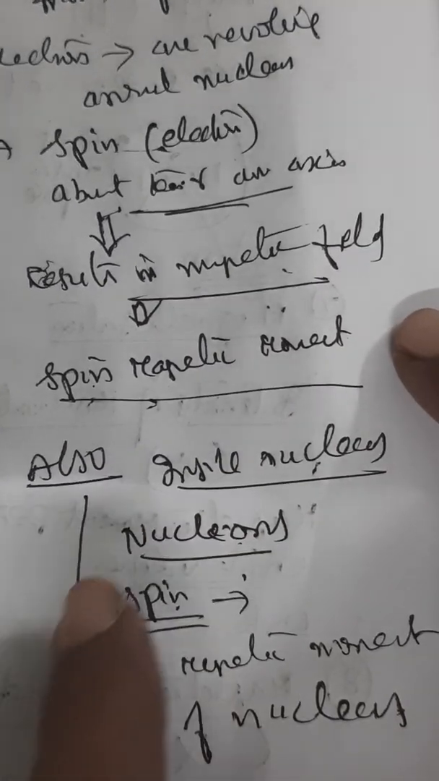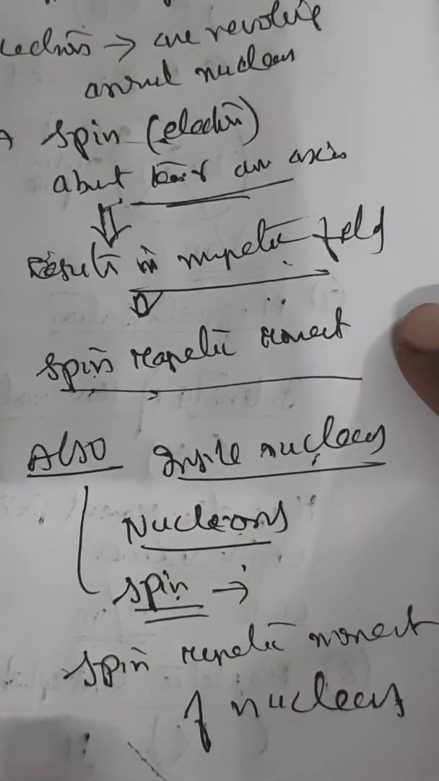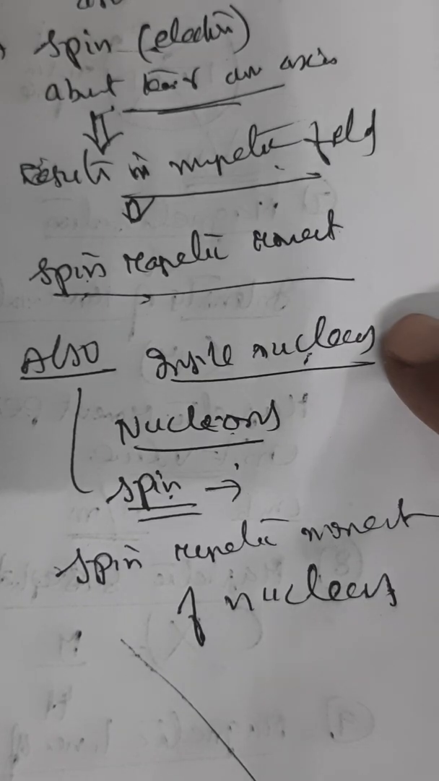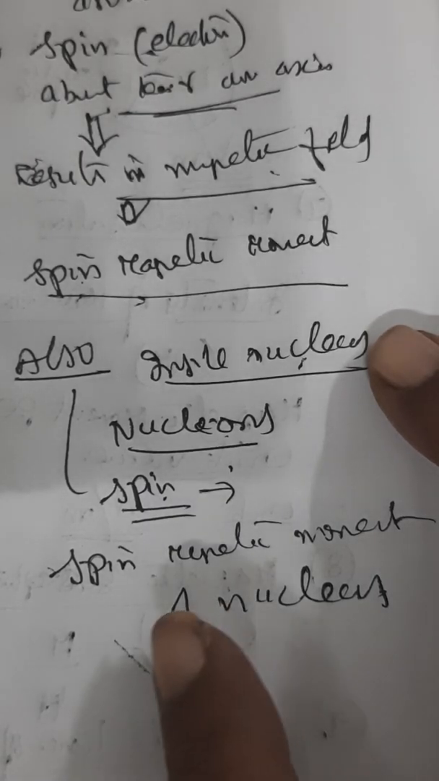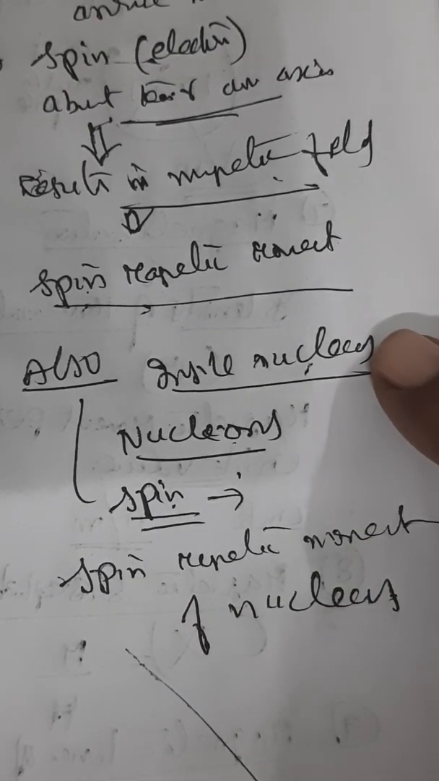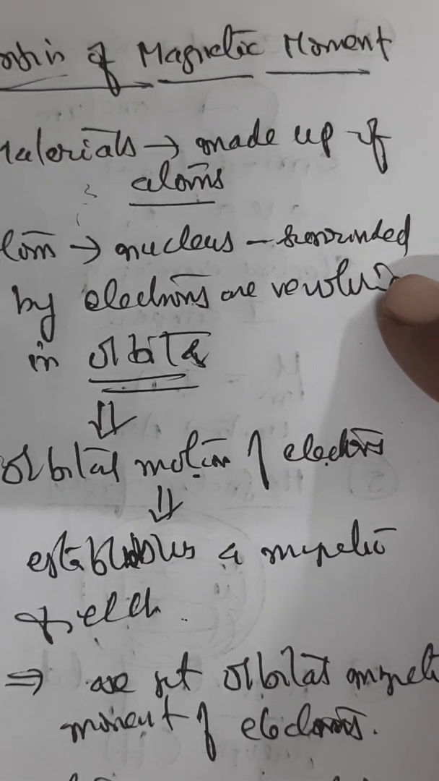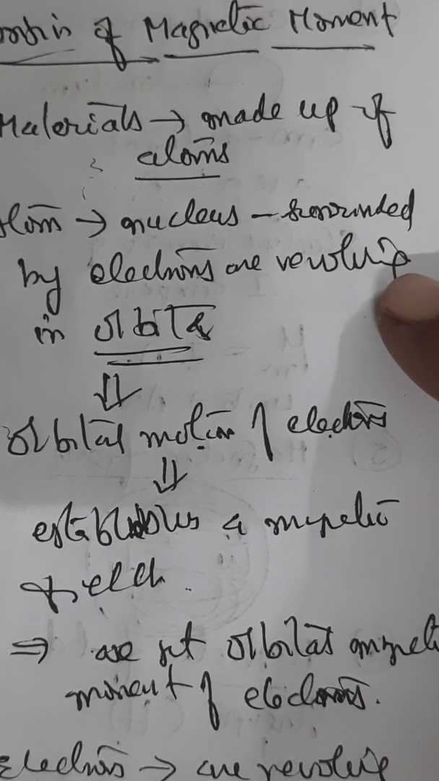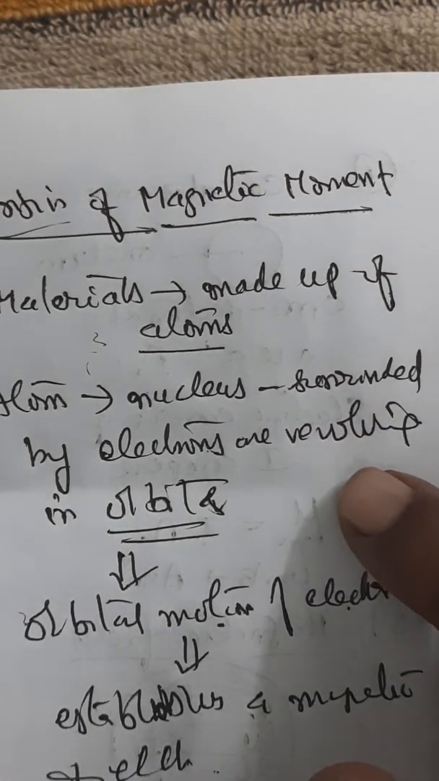And the third one is, these electrons are revolving around the nucleus, and inside the nucleus nucleons are there. Nucleons are also spinning about their own axis. Therefore, they produce a magnetic field. So the spin magnetic moment produced by the nucleons inside the nucleus is what is to be termed as the spin magnetic moment of the nucleus. So there are three different magnetic moments coming here. One is orbital magnetic moment, the other is spin magnetic moment of the electron, and the third one is spin magnetic moment of the nucleus. So this is how the origin of magnetic moment can be understood.